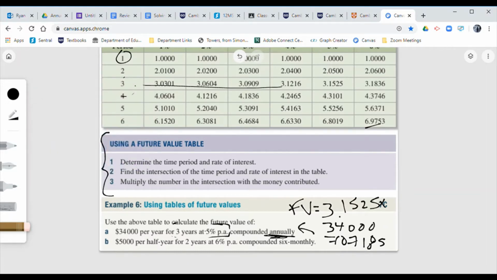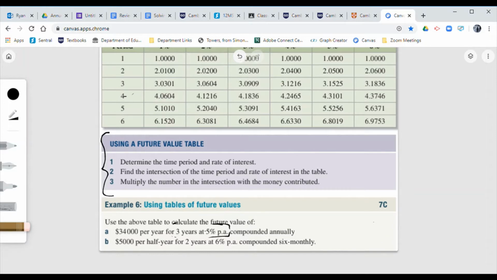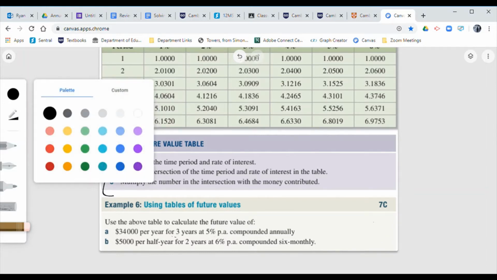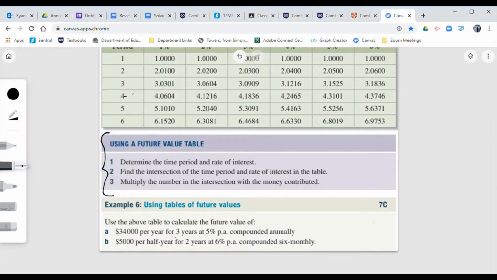So for B, we're going to use the exact same methodology. It's the exact same idea. There we go. Perfect. Okay. So back to normal here. There we go. So for B, a piece of information important.